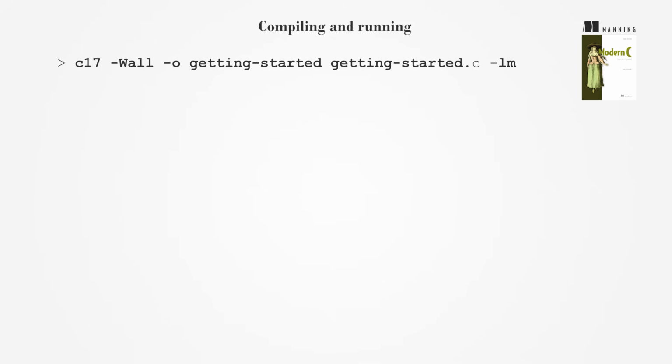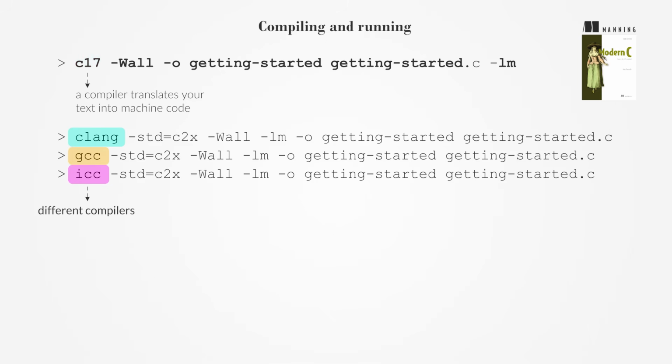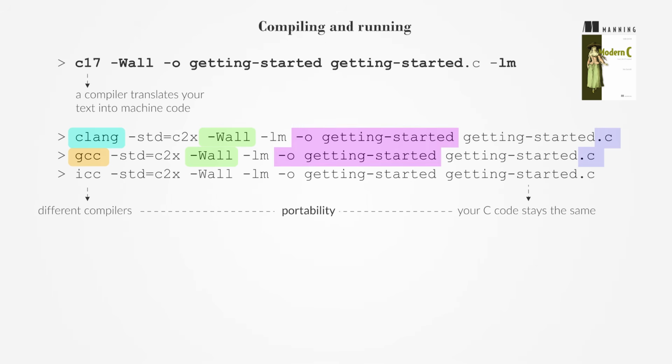C needs compilation. A compiler translates your text into machine code. Different machines need different compilers, but your C code stays the same. That's portability. You'll use compilers like GCC or Clang with options such as -Wall to enable warnings. Your code goes in a .c file, and compilation produces an executable you can run.